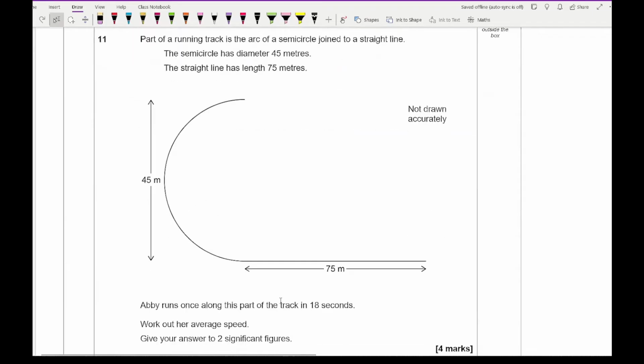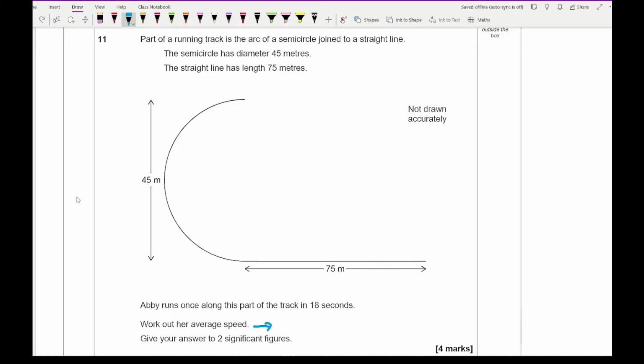Then moving on to question 11, it says part of a running track is an arc of a semicircle joined by a straight line. The semicircle has a diameter of 45 meters and the straight line has a length of 75 meters. Abby runs along the part of the track in 18 seconds. Work out the average speed, and we need to give our answer to two significant figures.